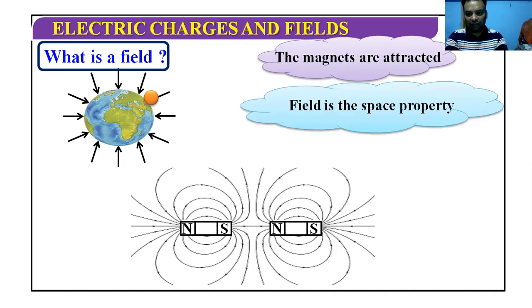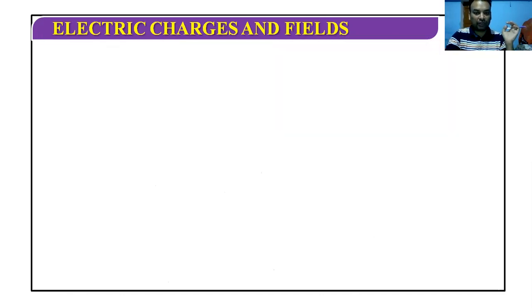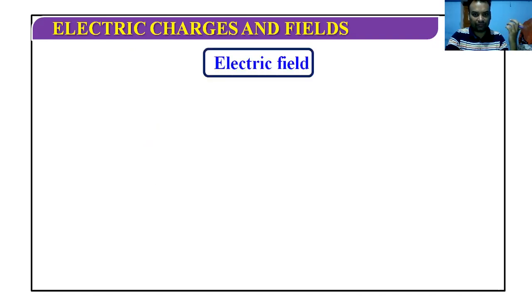So what is a field? A field is the space property that is present in the space surrounding the object which is emitting that field.